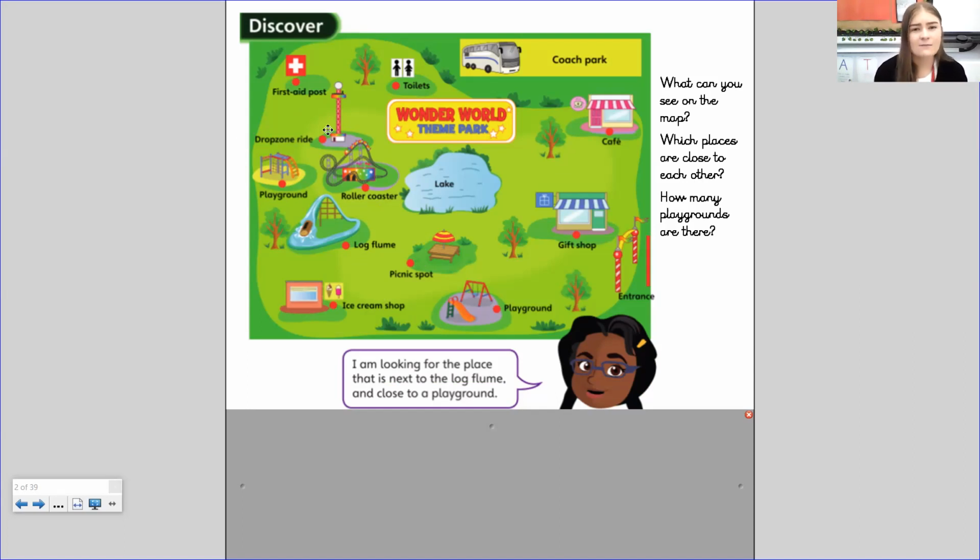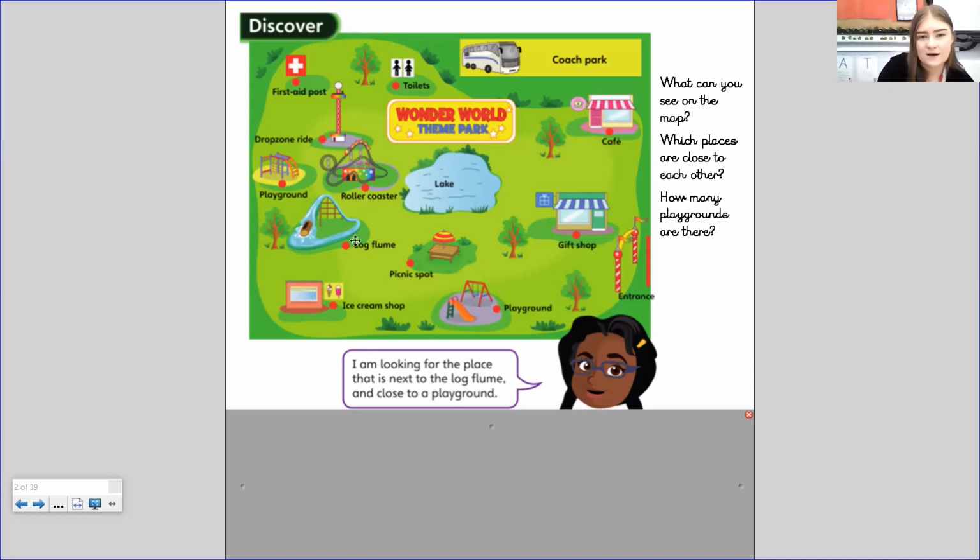I am not right because actually, is the drop zone ride next to the log flume? Not really. The word next to means really close to. It means the very next thing, not something further away. So what is exactly next to the log flume then? Could be the lake, but is the lake close to the playground? No. So we need to combine those 2 things, close to the playground and next to the log flume.